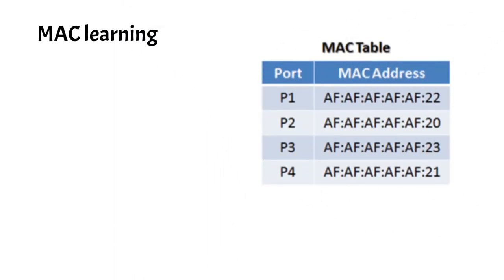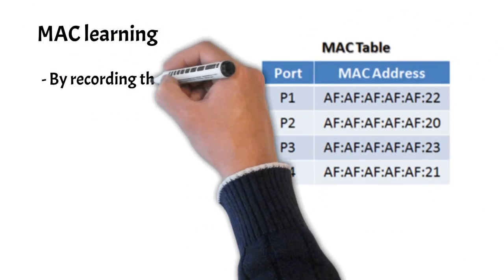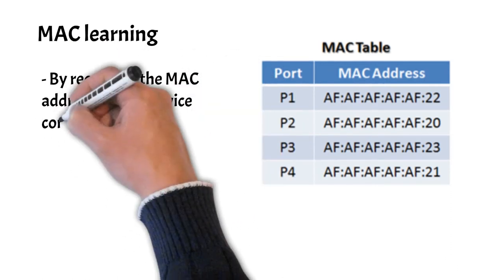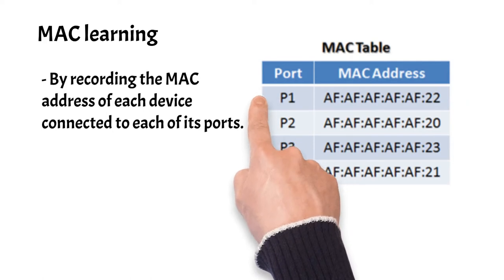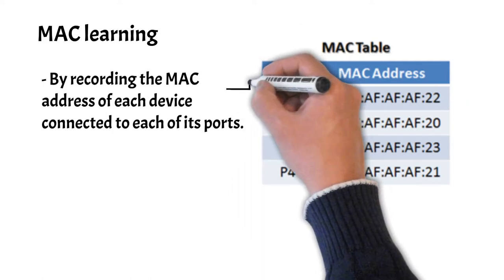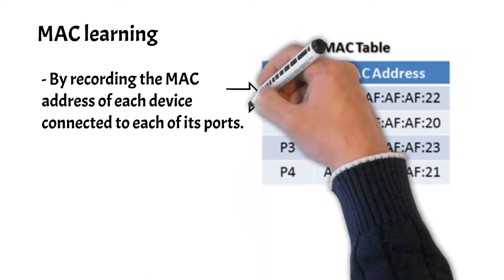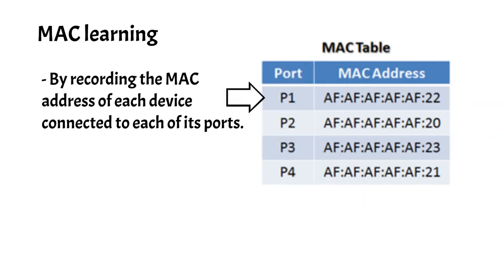Let's discuss MAC learning. A switch builds its MAC address table by recording the MAC address of each device connected to each of its ports. The switch uses this information in the MAC address table to send frames destined for a specific device out the port which has been assigned to that device. An easy way to remember how a switch operates is the following saying.